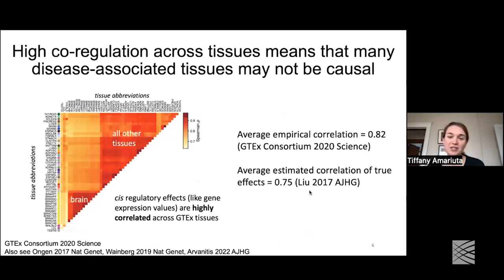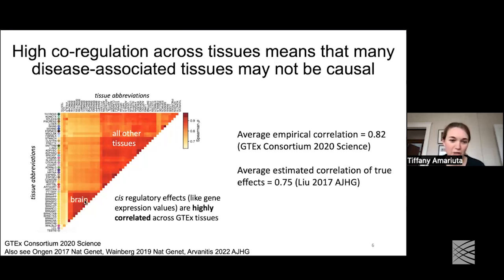However, again, the inference of which tissue or which cell type is the effector of this genetic variation is a very tricky question to ask. And this is because there is high co-regulation across tissues. And co-regulation is essentially the genetic regulation of gene expression. So here I'm showing a figure from the GTEx paper from 2020, demonstrating that there is a very high correlation of cis regulatory effects across all GTEx tissues.